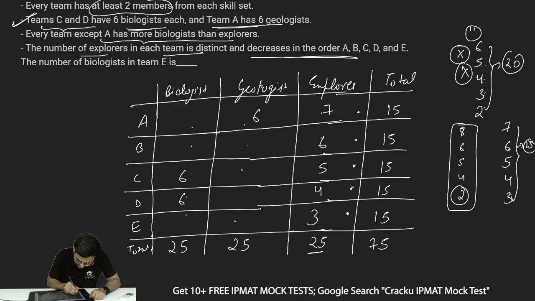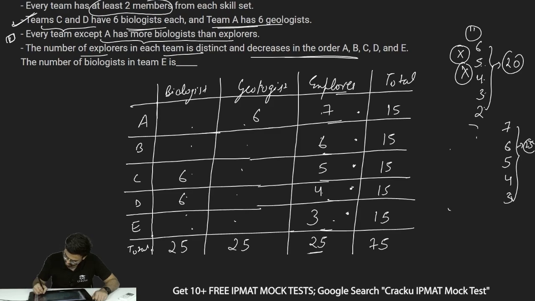Because of this fourth condition, every team except A has more biologists than explorers. So the number of biologists in E should be greater than the number of explorers in E. Now if I take the number of explorers in E as 2, the other possible arrangement can be 2, 4, 5, 6 and 8. We'll write it out down here.